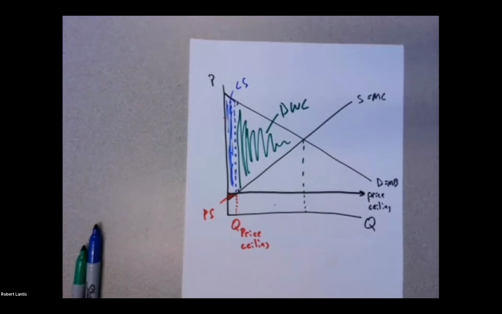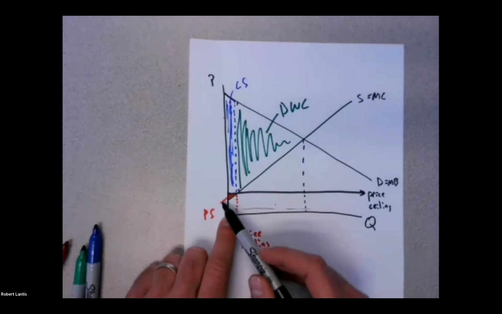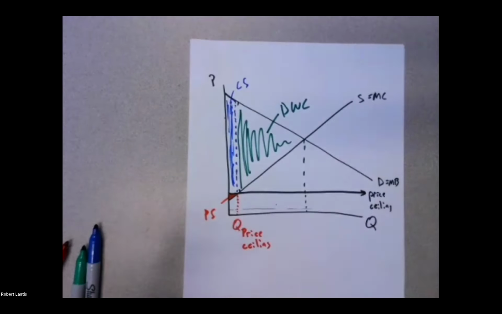Now you can actually take this to the extreme. What if I had a price ceiling that was down here? What would total surplus be? Well, at this price, nobody's going to supply anything to the market. The market goes away. We lose everything, right? Consumers are worse off. Producers are worse off. We have this huge deadweight loss.